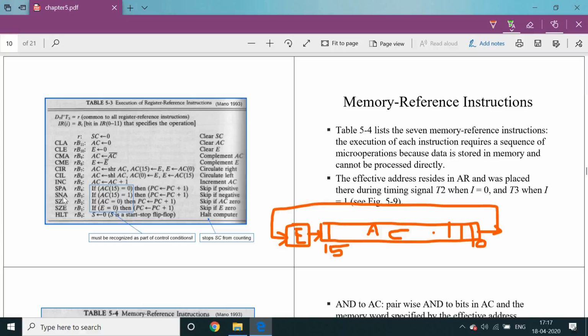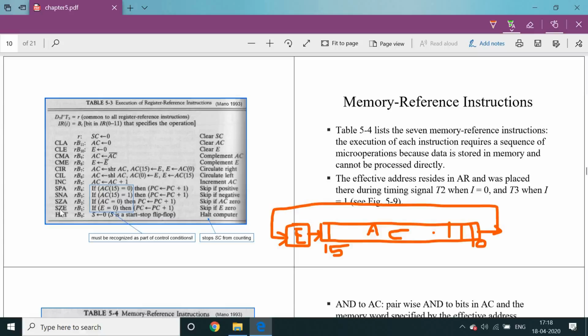Next, skip if accumulator is negative. Check only the accumulator's 15th bit, because this is the MSB and this is the LSB. If the MSB is equal to 1, that indicates a negative accumulator. Then the instruction is skipped, which means the program counter is incremented by 1 and points to the address of the next instruction. Automatically the next instruction comes into the picture, and the current instruction is skipped.